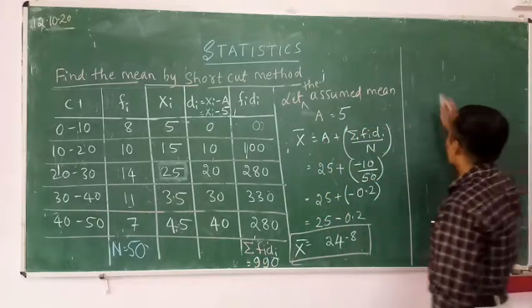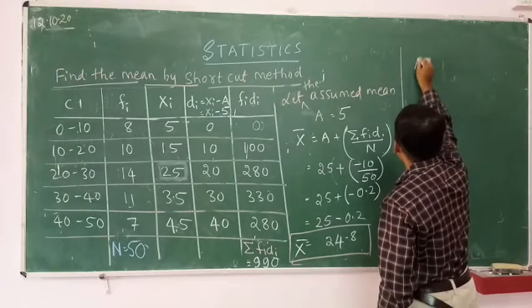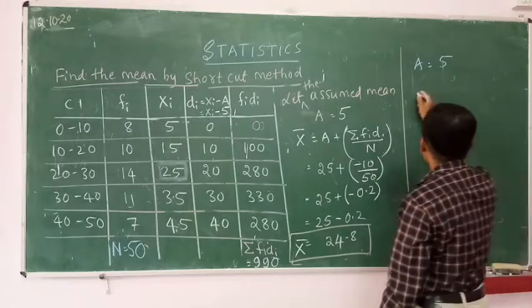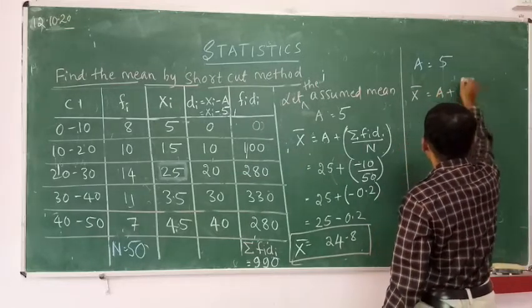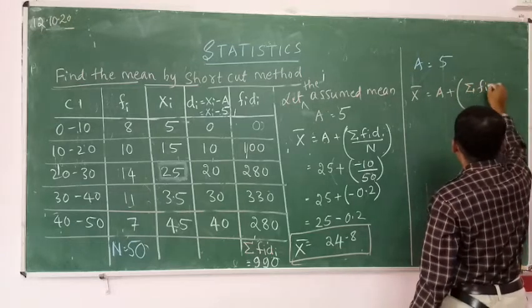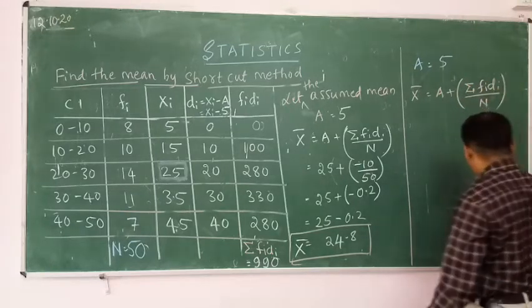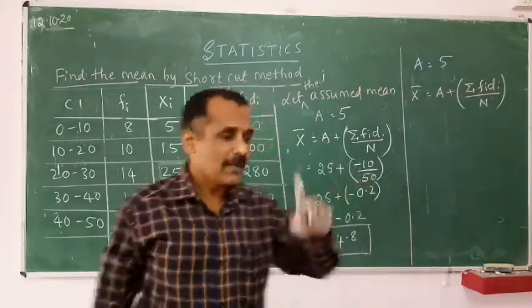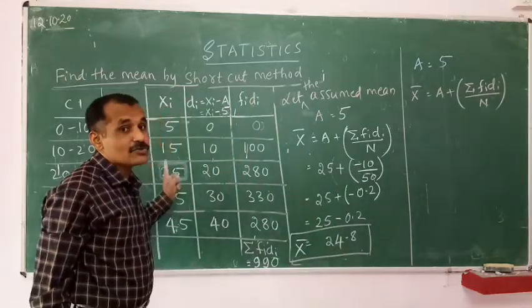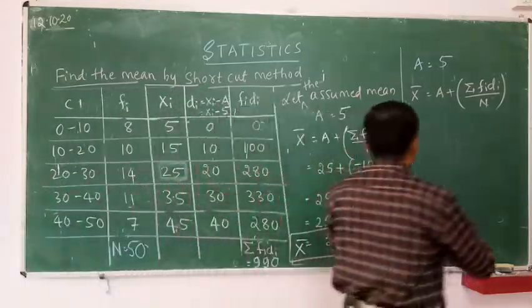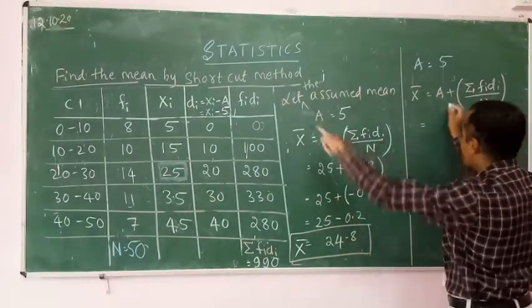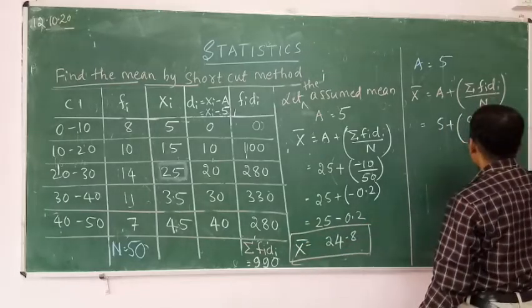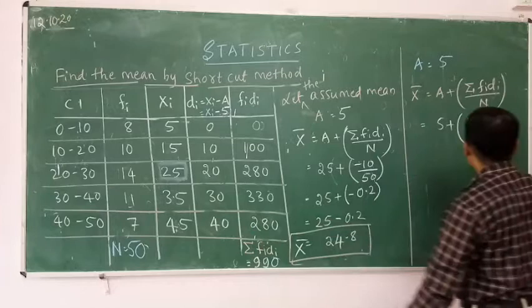Let me find it. Here I have taken the assumed mean A equal to 5. Let us go for the formula. X bar is equal to A plus summation FiDi divided by n. I am just showing you that by choosing any value, your answer will not change. But I have told you, better you choose the middle value as the assumed mean. Assumed mean, 5 I have taken, plus summation FiDi, it is 990 divided by 50.